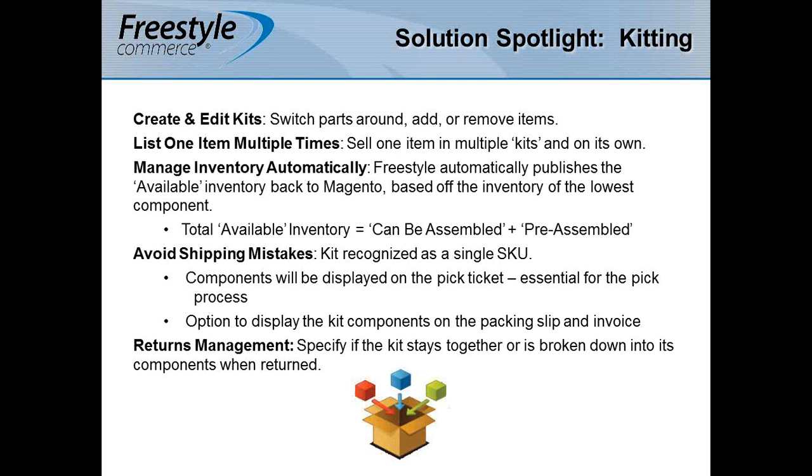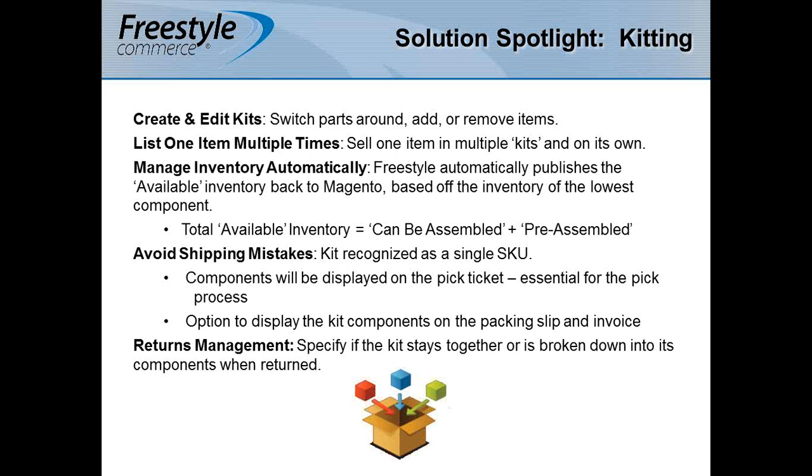of the lowest component. And by that, I mean your total available inventory is a combination of the can be assembled plus the pre-assembled, and it's based off your lowest component. So if a product is made up of 2 items and each requires 1 of each, and you only have 10 units of one item and 20 of another, you only have 10 available to sell because that's the number that can be completed.